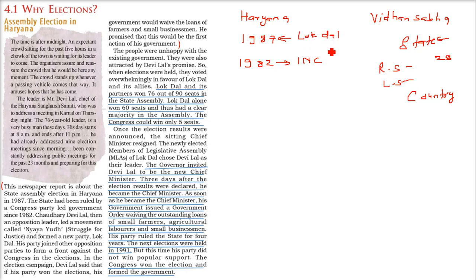Chaudhry Devi Lal is the head of this party, Lok Dal, and now there is an election. Lok Dal along with various other parties, let me write OP, other parties, fought the election, and the Indian National Congress was also there. Finally Chaudhry Devi Lal won the 1987 assembly election for the state of Haryana. And the thing which changed is why he came to power. He said, if my party wins, the first thing I'm going to do is waive the loans of all the farmers and small business persons.